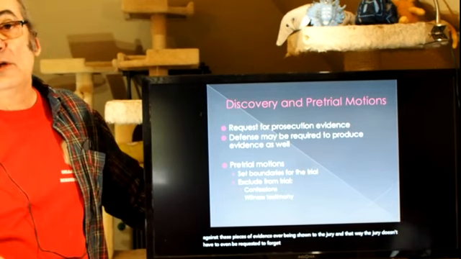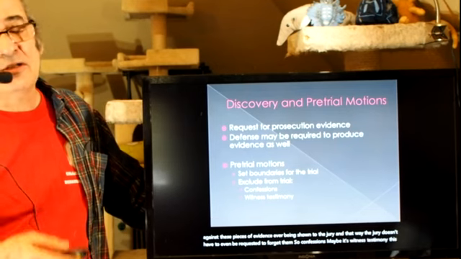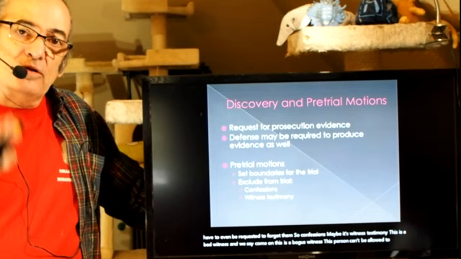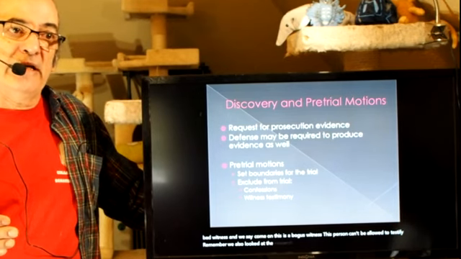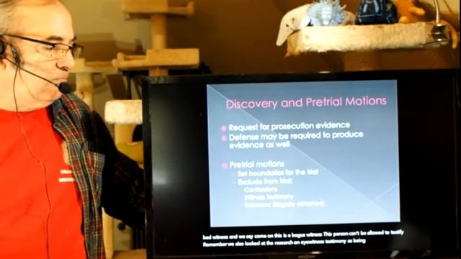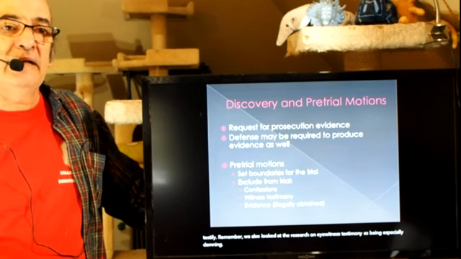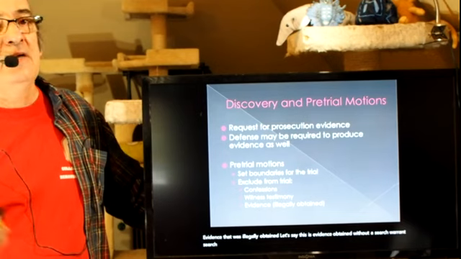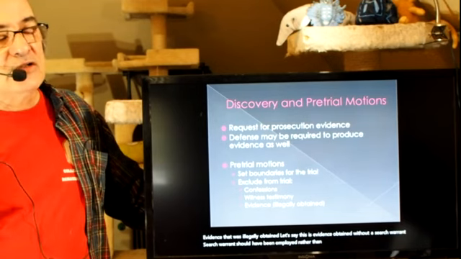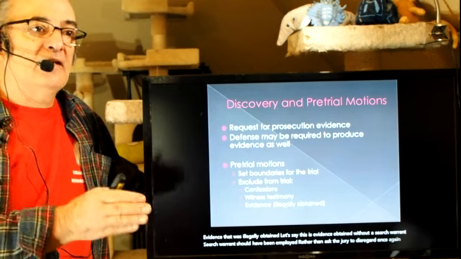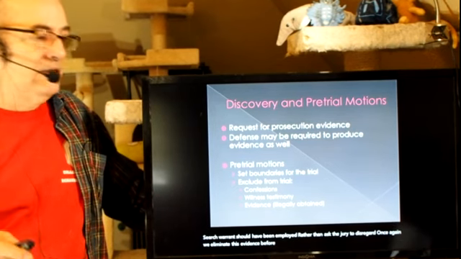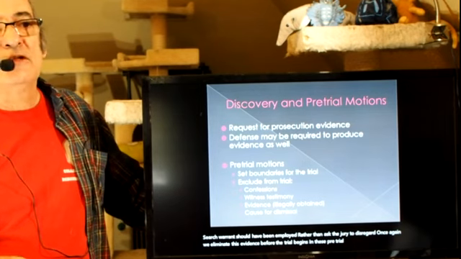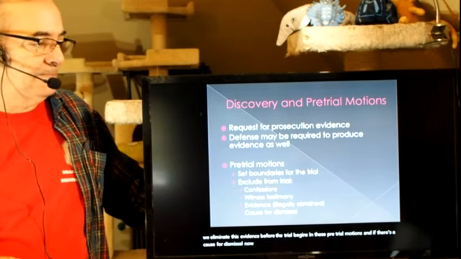So confessions. Maybe it's witness testimony. This is a bad witness, and we say, come on, this is a bogus witness. This person can't be allowed to testify. Remember, we also looked at the research on eyewitness testimony as being especially damning. Then there's evidence that was illegally obtained, let's say evidence obtained without a search warrant when a search warrant should have been employed. Rather than ask the jury to disregard it, once again, we eliminate this evidence before the trial begins in these pretrial motions. Okay? And if there's a cause for dismissal, now's the time to bring it up.